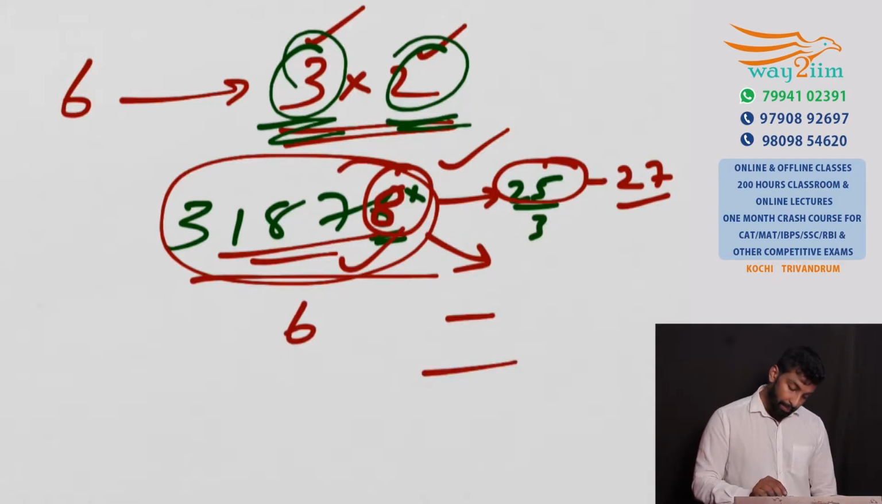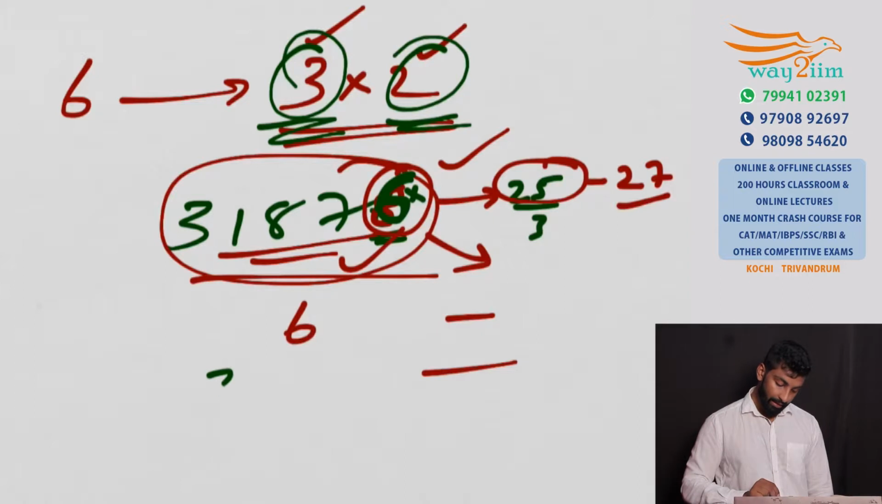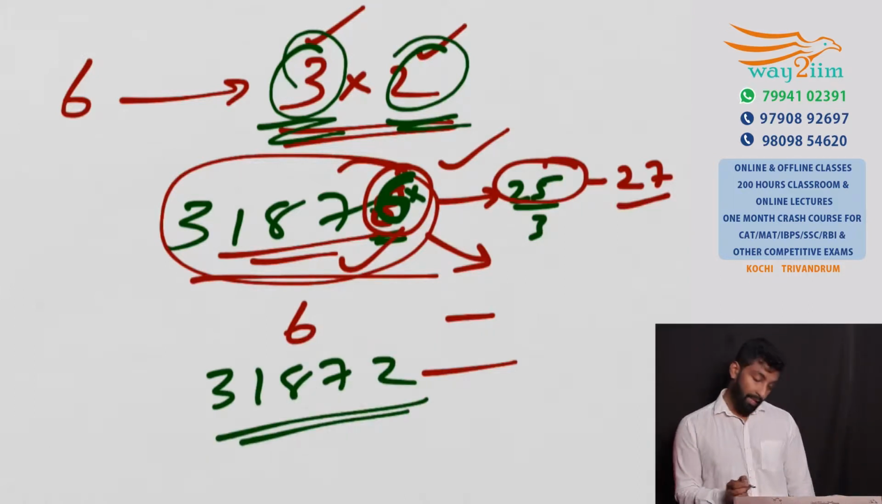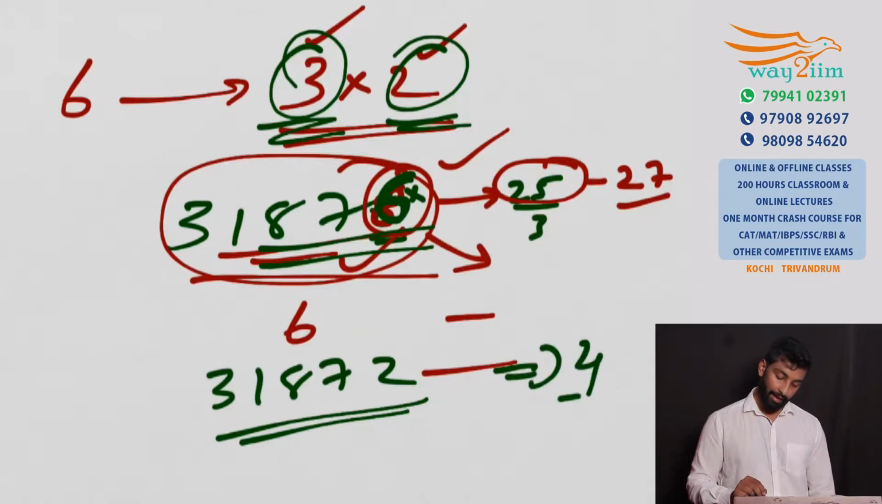Or they can ask you what is the previous number which is divisible by 3. So you know this is 6, the next number we anyway understood is 8, so reduce 4. You will get 31872. They can also ask you what is the remainder. The remainder, you can directly write 4.